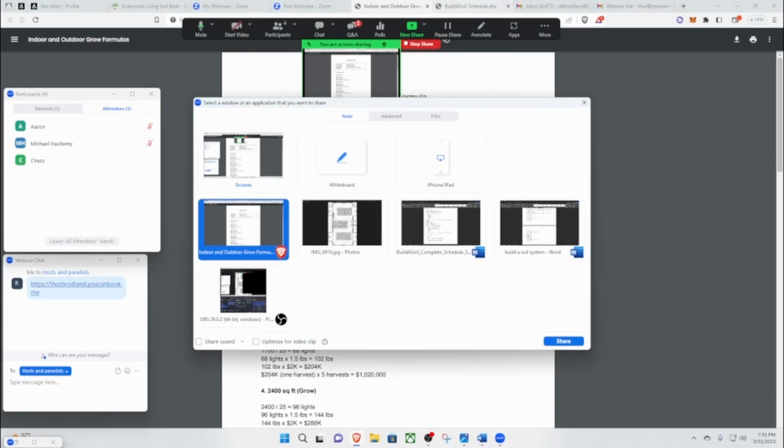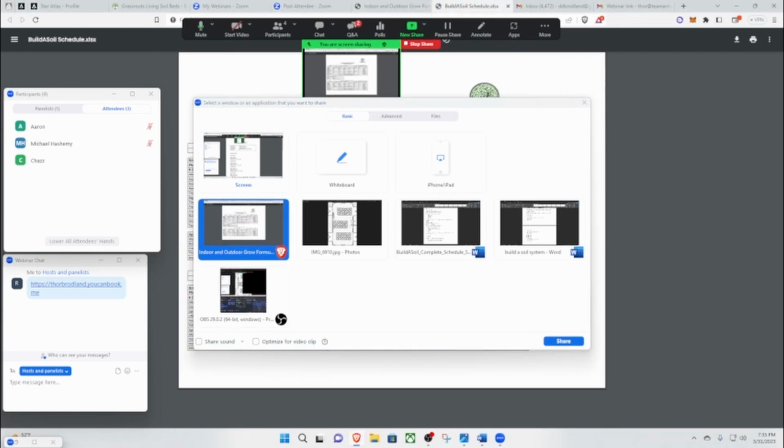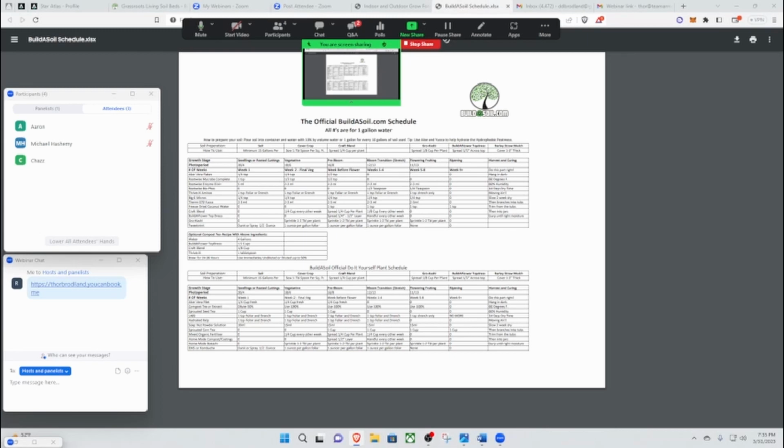And then this is actually another Build a Soil schedule, and this one is also available on their website, but is a good template at the very least. The way that I build out my scheduling when I'm growing, really when I'm doing any type of indoor grow and scheduled growing, you're going to want to break it down into this type of layout for your grower and for yourself if you're the manager.